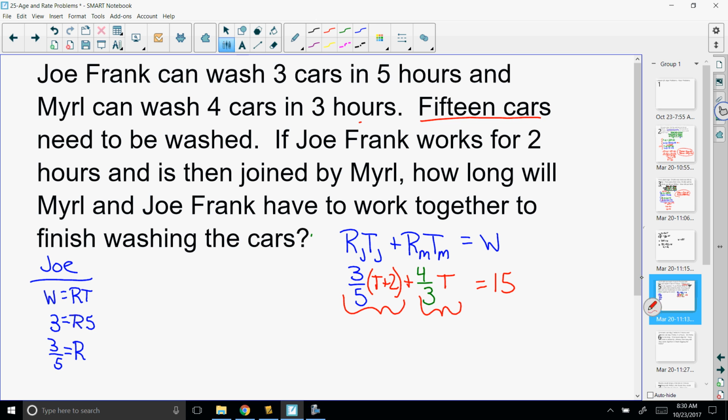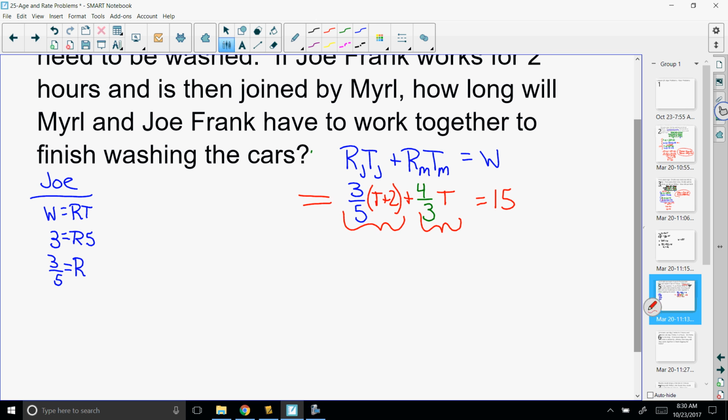So now I have one equation right here. This equation of 3/5 times quantity T plus 2 plus 4/3 T equals 15. One equation, one unknown value. Can I solve from there? Yeah. Maybe not very pretty because we have fractions involved. But that's okay. Distributive property. So you're going to have 3/5 T plus 6/5 plus 4/3 T equals 15.